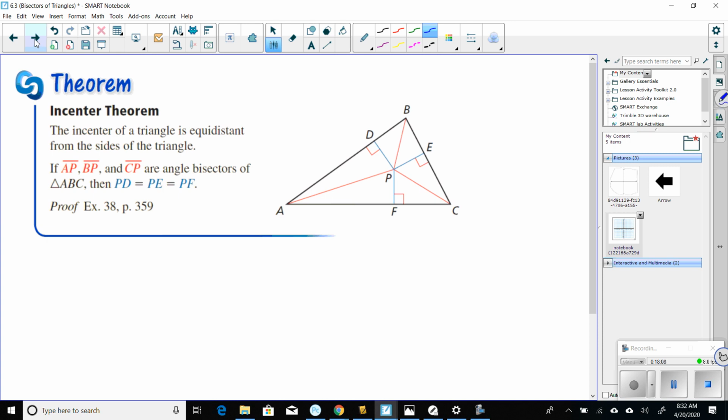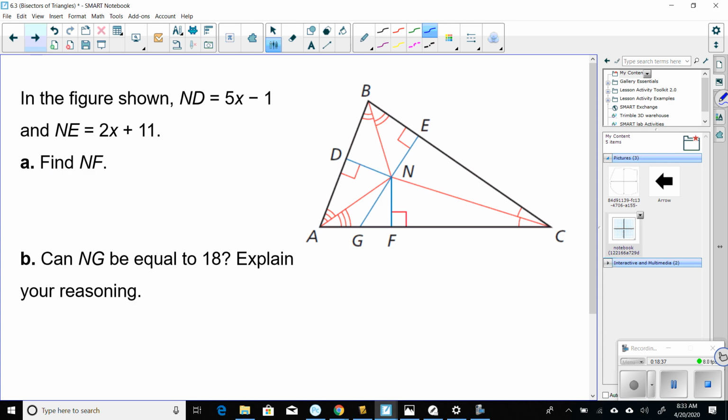Okay, here are the actual theorems that you'll use on the assignment. If you have the incenter, this is the incenter, and these are the angle bisectors. Then the distance from point P to this side will be the same as the distance from point P to this side, which is the same as the distance from that point to this side. It's equal distance from all the sides of the triangle.